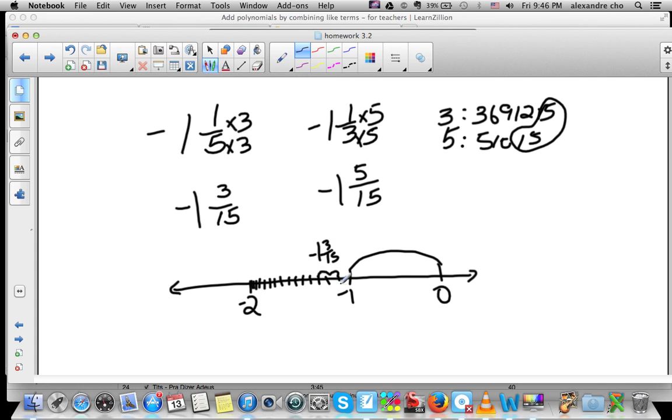Now I'll do the one at the bottom. The other one took 1, and 1, 2, 3, 4, 5. And this one right here is negative 1 and 5/15. Remember that statement: the number on the right is always the bigger one. Between these two numbers, which is on the right side? This one. This one is greater than the other one. So negative 1 and 3/15 is greater than negative 1 and 5/15. Remember, as you move to the right, your value increases. As you move to the left, your value decreases.